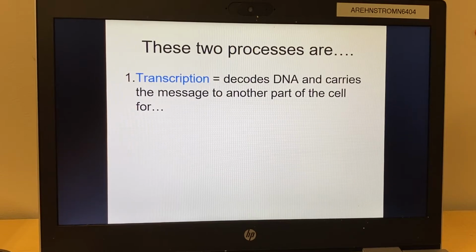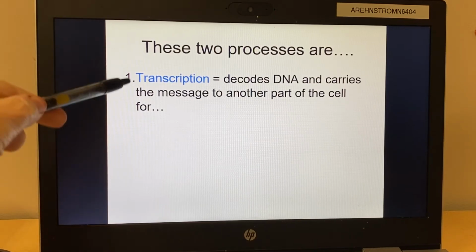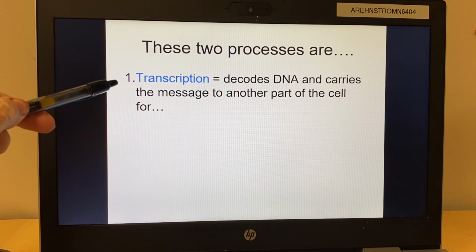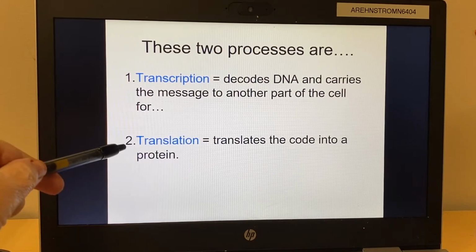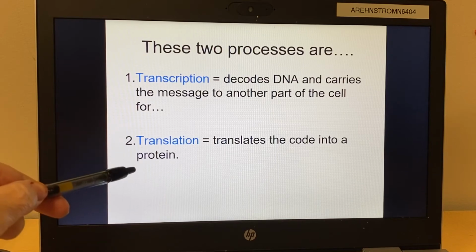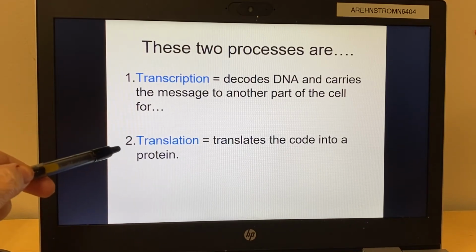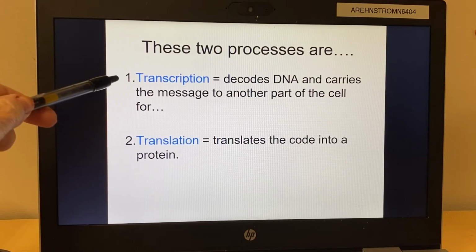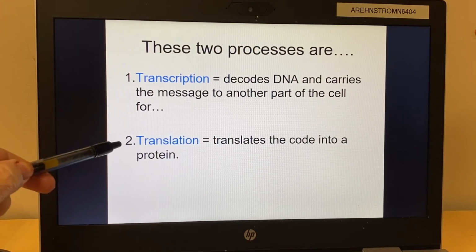The first is transcription. What transcription does is it decodes the DNA, so it reads the sequence of the DNA and transcribes it into a type of message molecule. Then that message molecule that is created through transcription travels to a separate part of the cell and is read and translated into a functional protein, okay? And they always happen in this order. Transcription always comes first, and then translation happens second, okay?